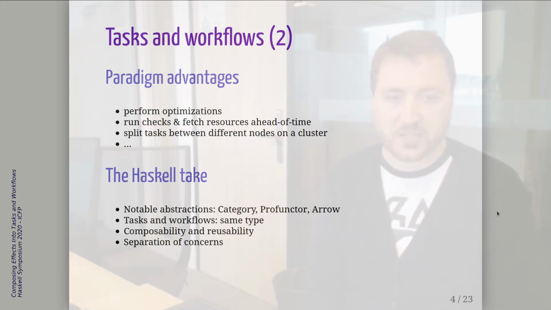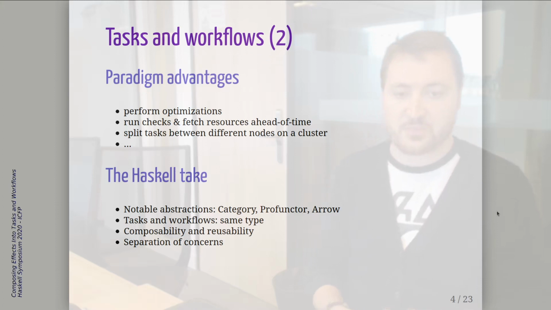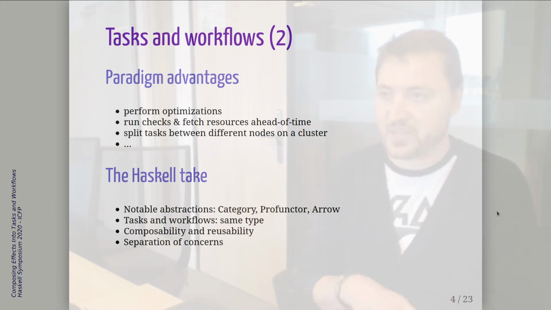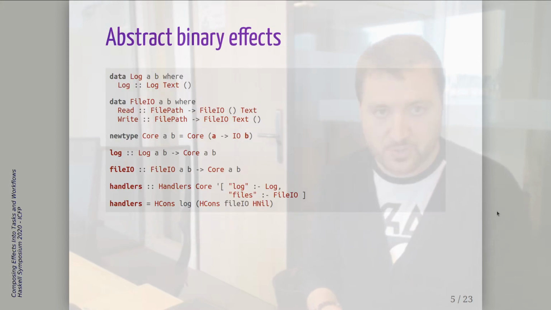And it turns out that in Haskell we already have quite some nice abstractions to represent what tasks and what workflows should be. Notable abstractions are category, profunctor, and arrow. And they have the nice property of homogeneity. It means that one task and one workflow will just be the same type, because when you compose two tasks together, you get the same type. And so a full workflow will, by the magic of this property, be another task ready to be reused in a bigger workflow. So this gives us, as is customary with these abstractions in Haskell, composability and reusability. Also, it enables some separation of concerns quite easily. This will be brought by the abstract effects, which I'm going to talk about right now.